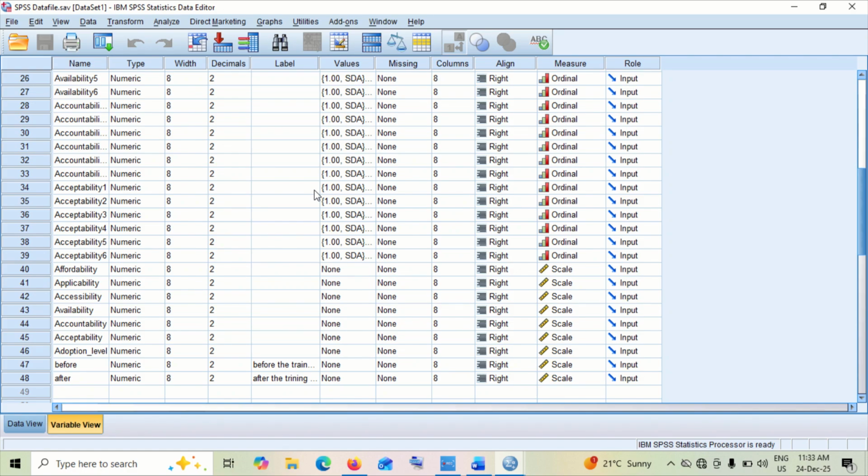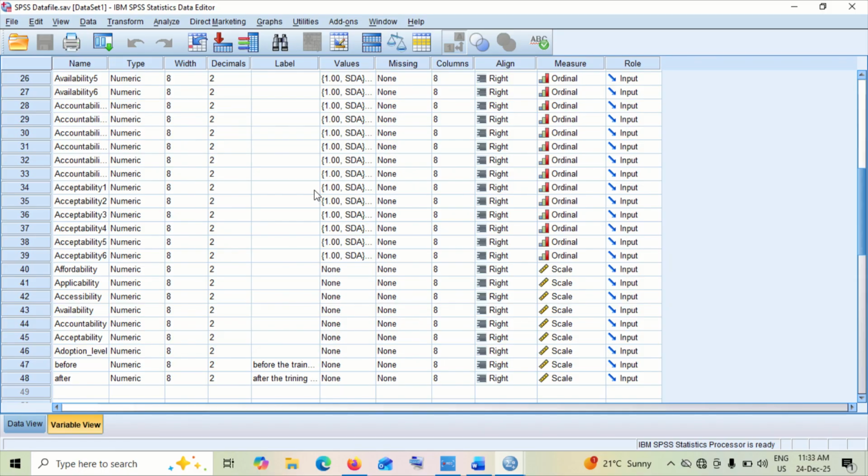The main assumptions are: the difference between the pairs should be approximately normally distributed, the observations are independent across pairs, and the variables are measured in an interval or ratio scale.